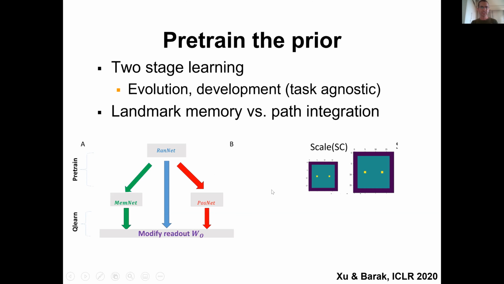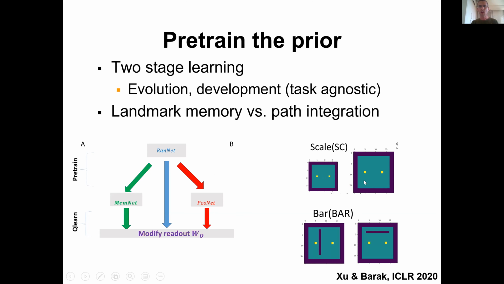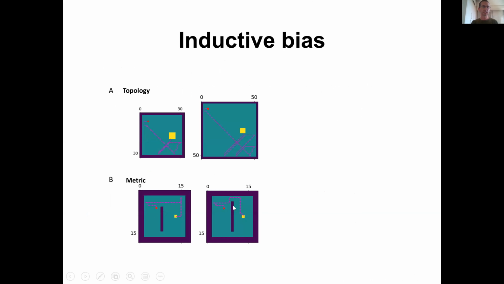And the task could either be more topological in nature, so we scale the arena from different trials, or more metric in nature, so we put obstacles. And when we take these networks, we see that the network that was pushed toward landmark memory found a topological solution. It found a solution that did not rely on absolute position, whereas other networks found a more metric-like solution.